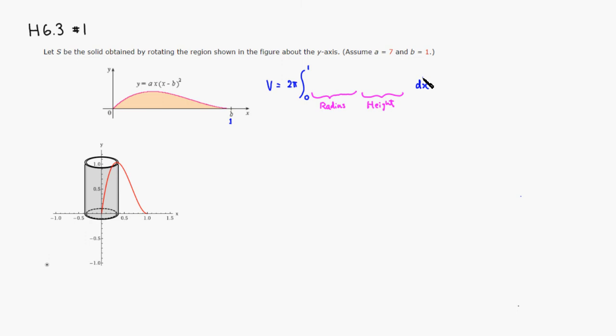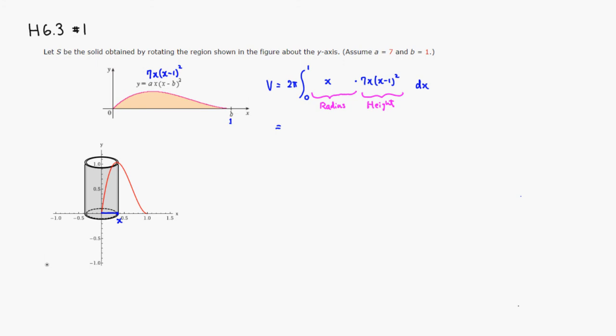So the radius: if you take a random x value here, the radius is simply x. So this is x multiplied by the height. The height is determined by the given function, where a is 7 in this case, so 7x times (x minus 1) squared. So we have to do 7x and (x minus 1) squared. And that's it. So let's find the volume from there.